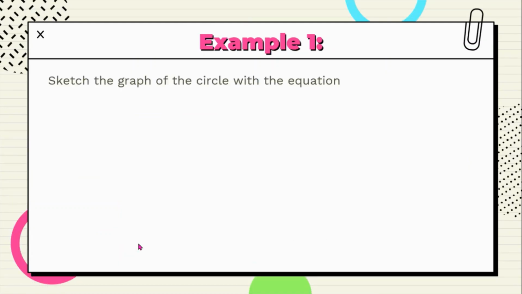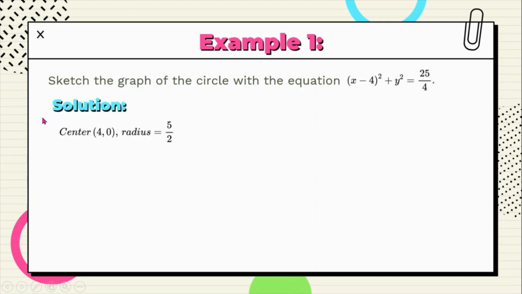So for example, let us have this example number 1. Sketch the graph of the circle with the equation (x minus 4) squared plus y squared is equal to 25 over 4. Given this equation, the center is (4, 0) and the radius is 5 over 2. And our point 1 here is (4 plus 5 over 2, 0), and that is (6.5, 0).